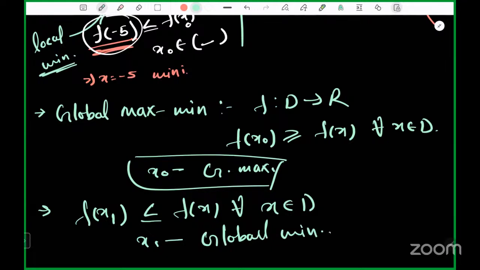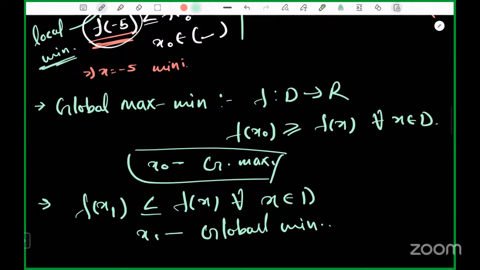Ma'am, small query. Suppose after doing the first derivative, we get roots for the equation, right? If we keep on substituting them in the main function, wherever the highest number is coming, for which value it gives the highest number, that will be the global maximum or minimum?